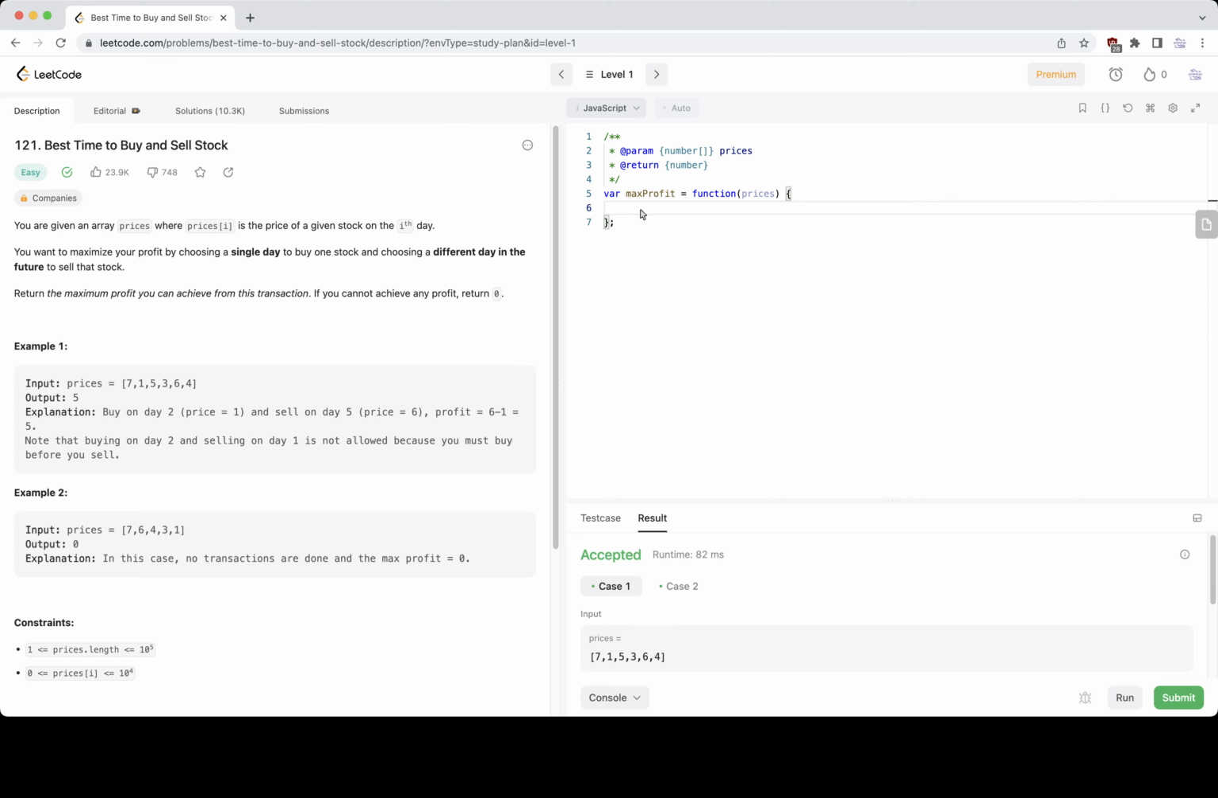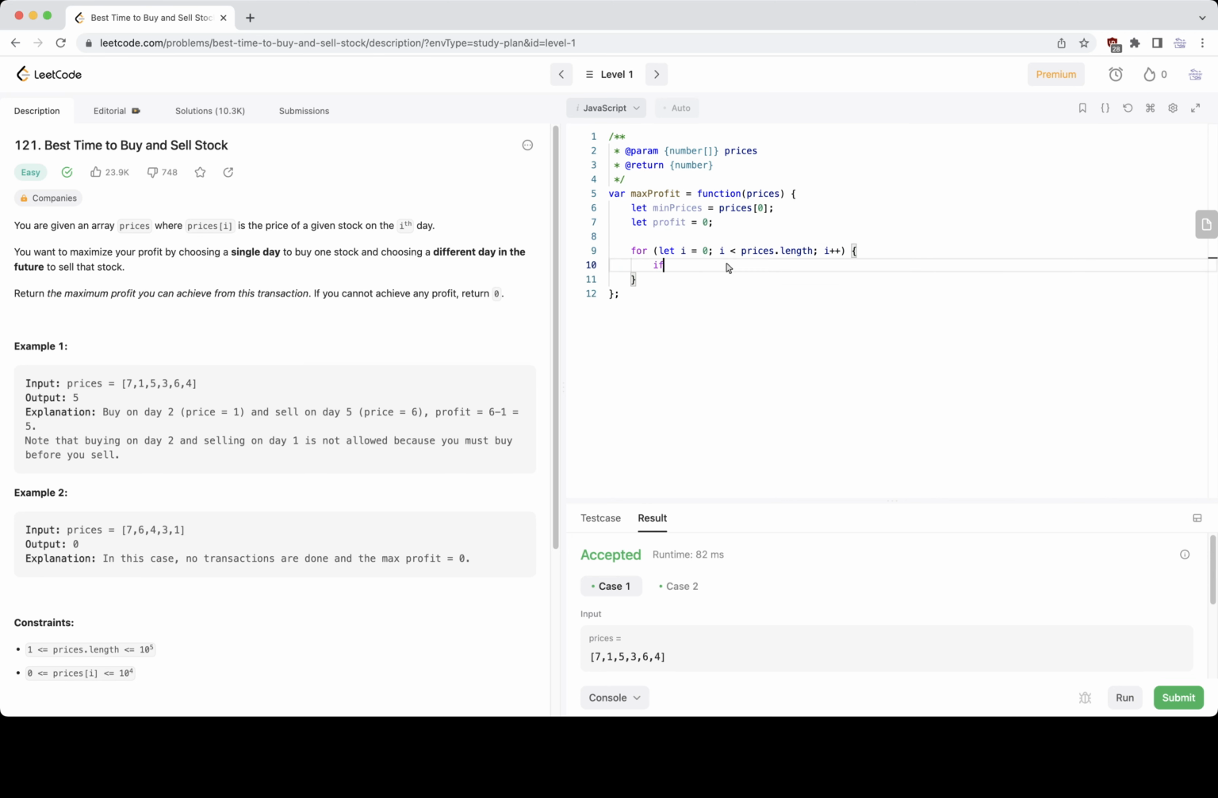Well, it turns out we can just keep track of the minimum price. And we can initialize that to the first element in the array. We know that there's always going to be at least one element. And we can initialize profit to 0. And again, we'll be looping through all the elements. So for let i equals 0, i less than prices.length, i plus plus.